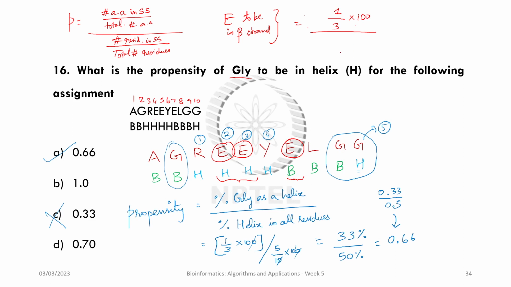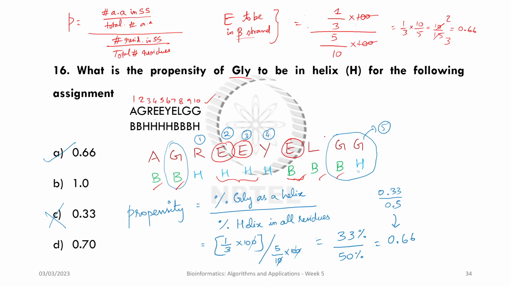This they're just multiplying by 100, but whether you do or not is immaterial because both are in percentage, it doesn't really matter. And on the denominator, you have number of residues in that secondary structure. What is that secondary structure here? Beta strand. How many are in beta? 1, 2, 3, 4, 5. So 5 divided by what is the total? 10 to 100. Oh, weirdly enough, this is also going to give us the same answer. 1 by 3 into 10 by 5, which is 10 by 15, which is 2 thirds, 0.66.